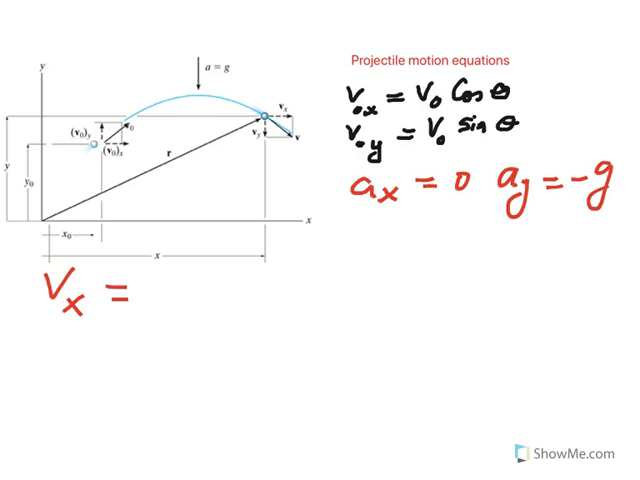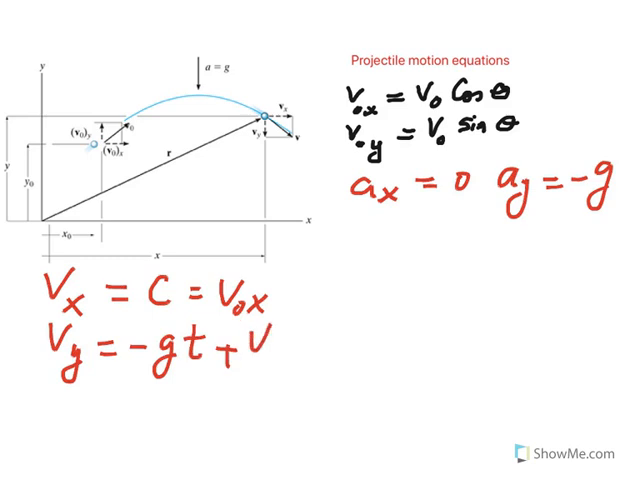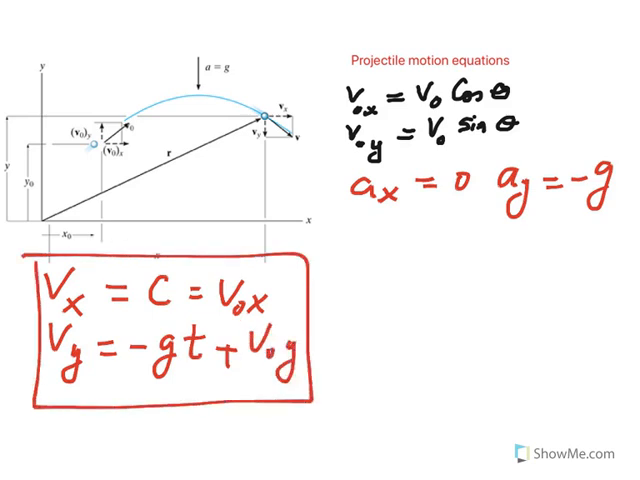So v sub x, since a sub x is 0, basically becomes a constant, and that constant actually is v0x, which is v0 cosine theta. And then if you integrate a sub y, you get v sub y, and the integral of that is minus gt plus another constant, which is actually v0y. So actually these are the equations for the velocity. You have v sub x, which is this, and v sub y.